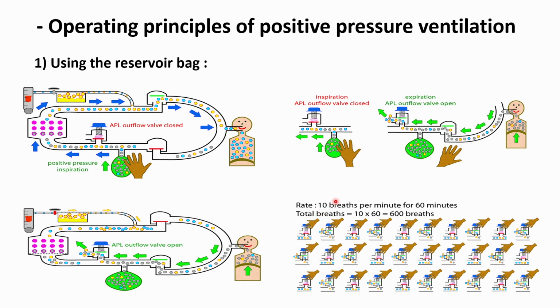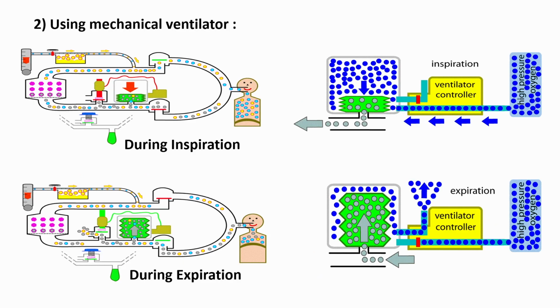So from here, if we have 10 breaths per minute for 60 minutes, I need to give this patient around 600 breaths manually by my hands, which is impractical and will be so difficult. Here we need to replace my hand on the bag, and I need someone to control this valve. From here we get the principle for positive pressure ventilation using a ventilator.